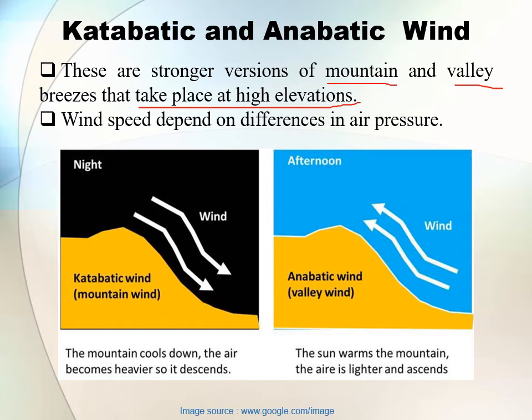And during night time, the movement of wind is from the mountain tops or high hills towards the valleys, towards the lower altitudes. This type of movement is known as catabatic wind, or it is nicknamed mountain wind. Wind speed in catabatic and anabatic types depends on the differences in air pressure.